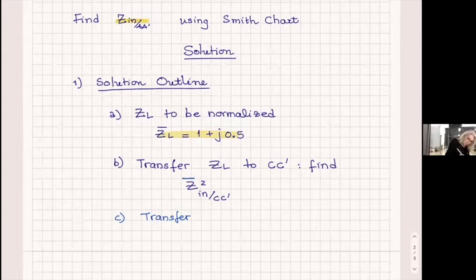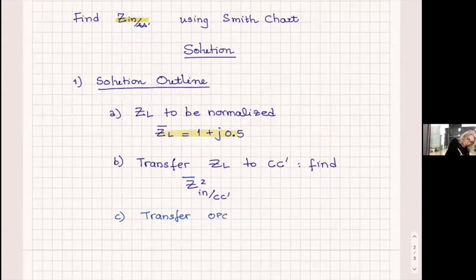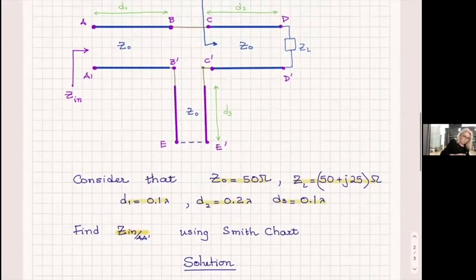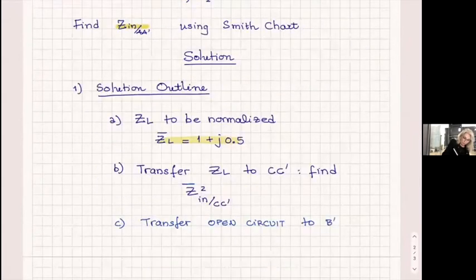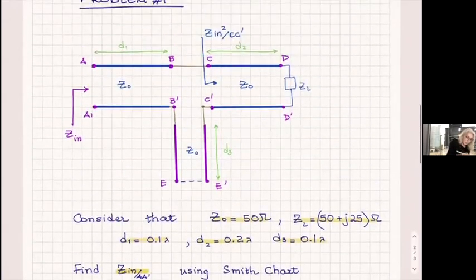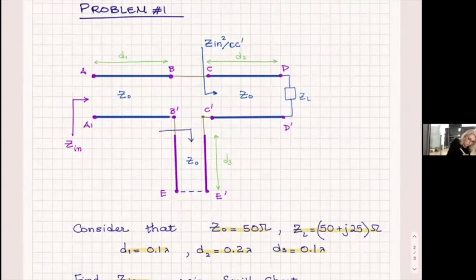So then transfer open circuit to B prime C prime. And here I'm gonna also show this here, and this is Z3 in, Z in three in that line practically at B prime C prime. And of course, for all of these, for the line, the Smith chart will be normalized. Okay.